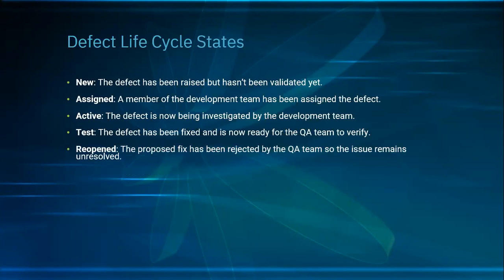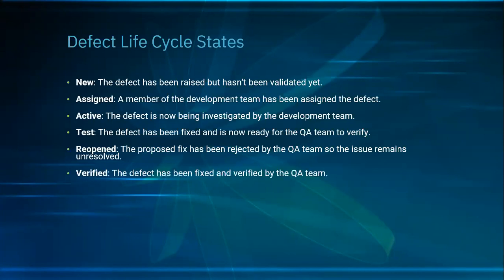Once it's done, we are the ones to test it. Now, you are not happy with it. If you look at the loop, I told you, oh, I'm not happy. The proposed fix has been rejected by the QA team. So the issue remains unresolved. It means we take it back to the developer.